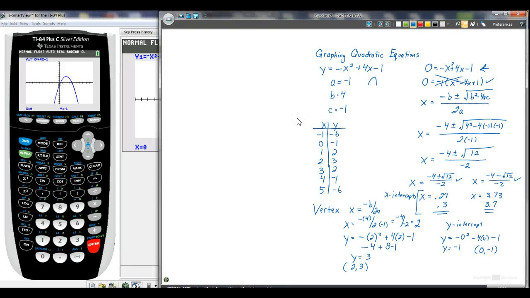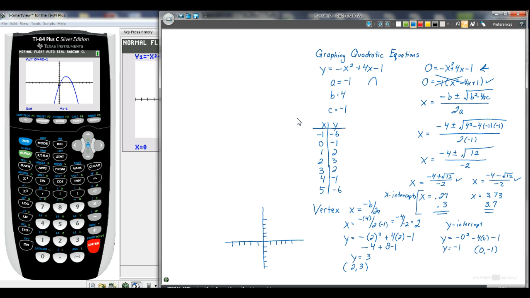So then the last thing we want to do is go ahead and graph our parabola. So here, and then 1, 2, 3, 4, 5, negative 1, negative 2, negative 3, negative 4, negative 5. We're just going to do 5s with this one.